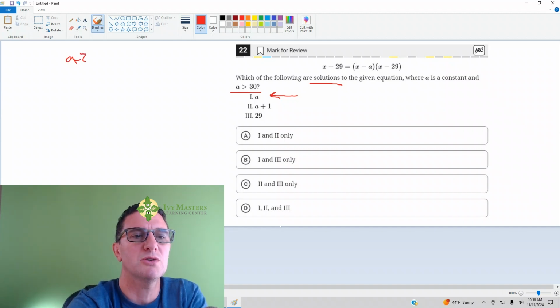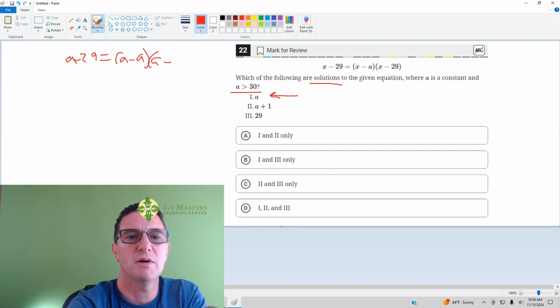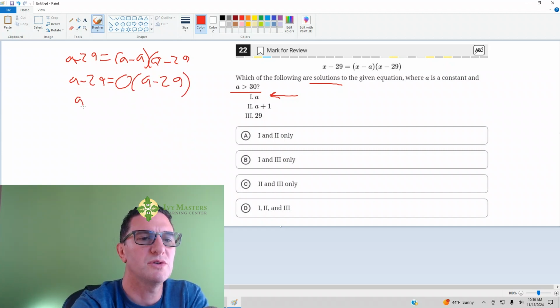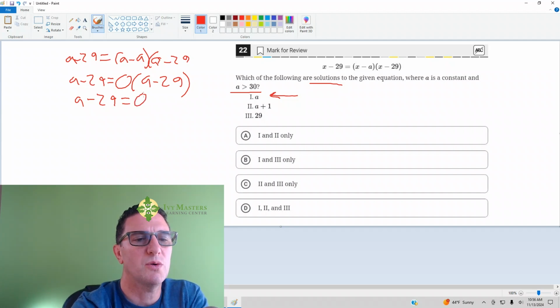So a minus 29 equals a minus a times a minus 29. And then a minus 29, I can't do anything with that, but a minus a is 0. 0 times a minus 29 will give you 0 on the right. A minus 29 equals 0. And then if you add 29 to both sides, you get a equals 29.